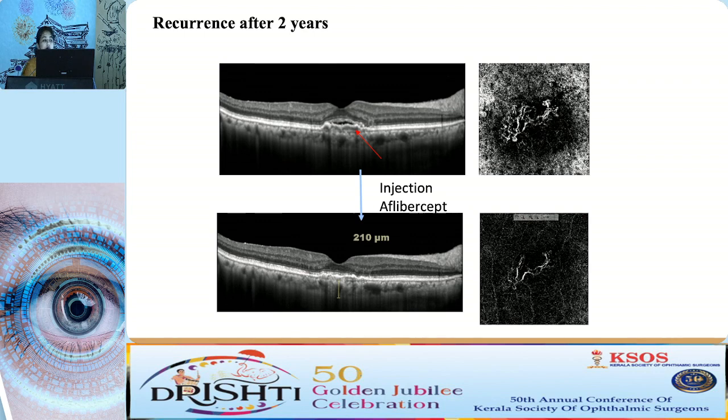So at this point, OCTA was done, and a network was seen. So this is an active network as described in the previous presentation. So considering CNV, we treated the patient with aflibercept, good resolution was seen, and a dead-tree network is seen in the OCTA, which was done after the aflibercept injection.